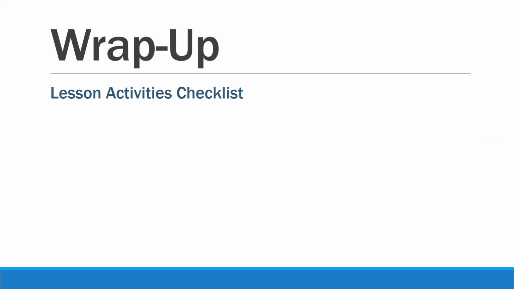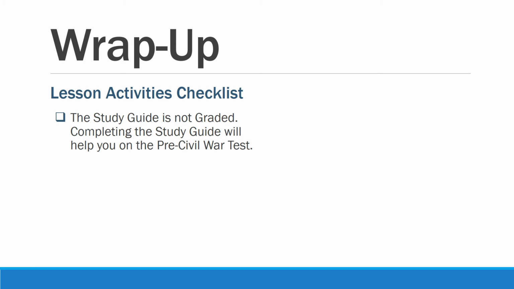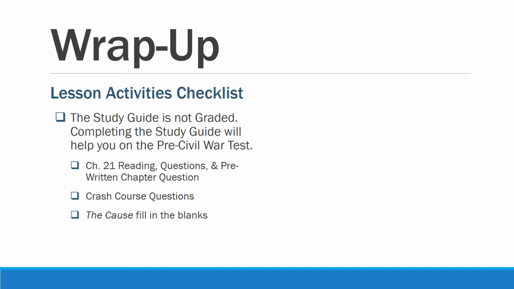Now to wrap up, here's your lesson activity checklist. The study guide is not graded. Completing the study guide will help you on the pre-Civil War test. The study guide has Chapter 21 readings, questions, and the pre-written chapter question. It has a crash course and the cause fill in the blanks. Once again, it's not graded, but it will help you on the pre-Civil War test on Friday.